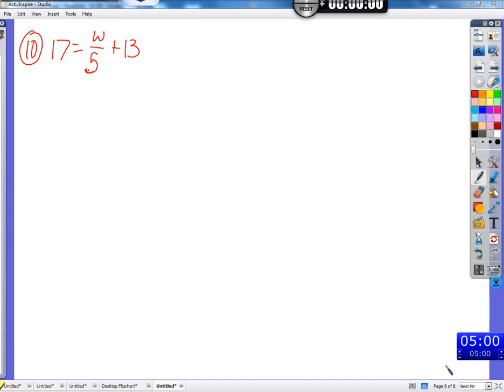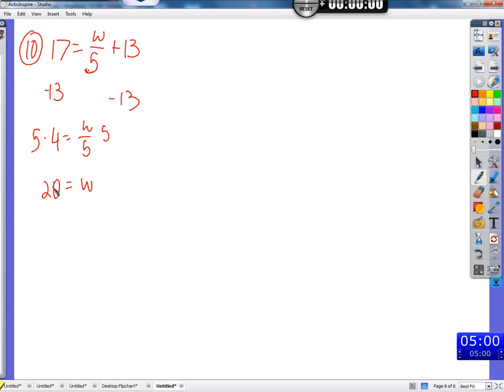So I saw most people subtract 13 on both sides, and we get 4 equals w over 5. Multiply both sides by 5. We know that's going to give us w, and on this side, that'll give us 20. People who were showing their work, that's what I saw.